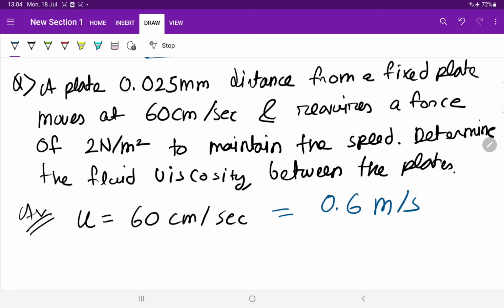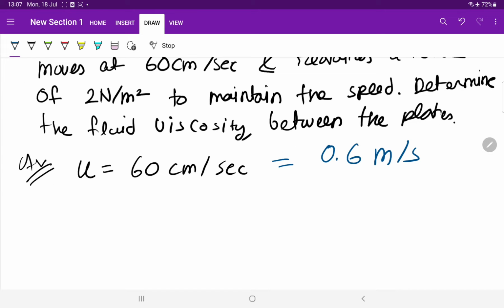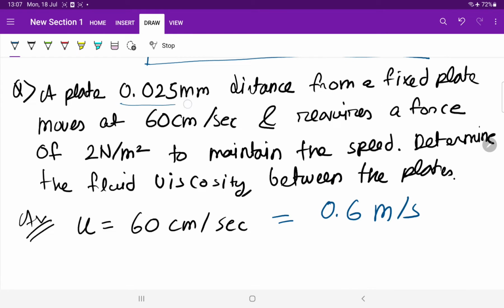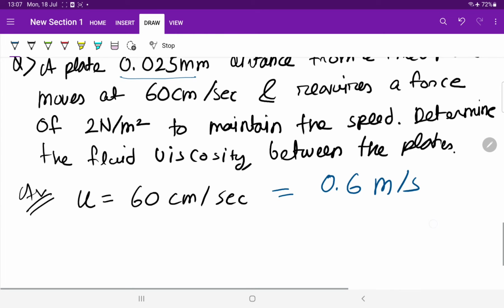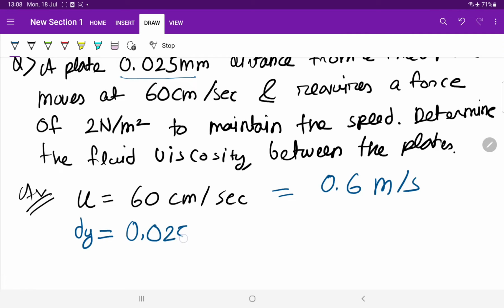So this is your U. Now we know U, and the next thing which is given, as you can see, is 0.025. So dy is given. Okay, so dy is equal to 0.025 mm. Quickly convert it into meter. So it will be 0.025 into 10 to the power minus 3 meter.